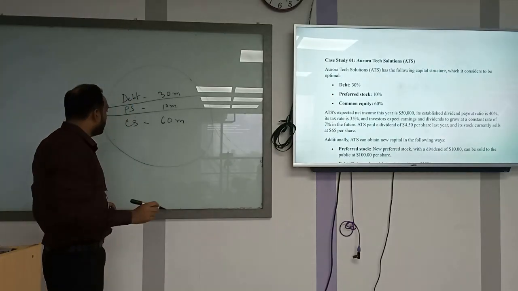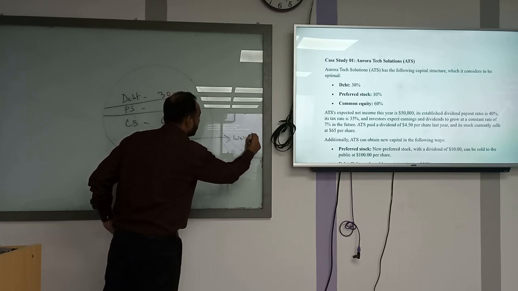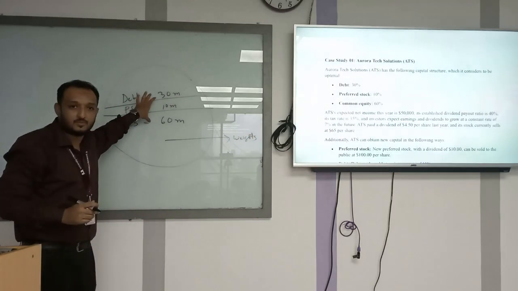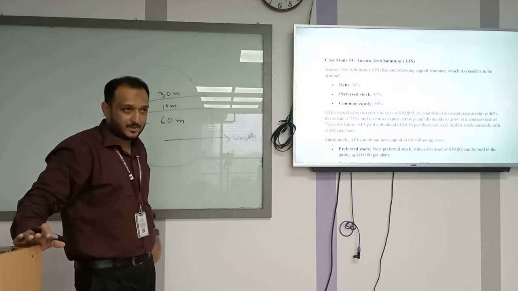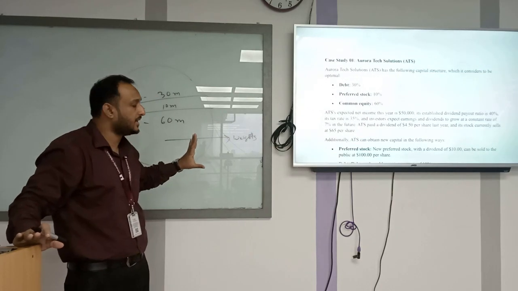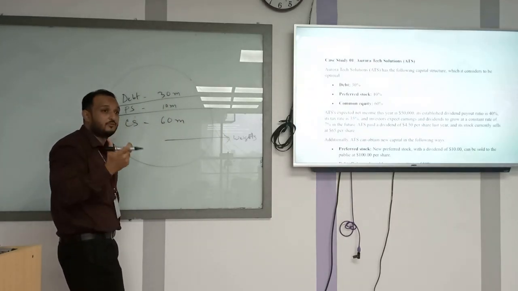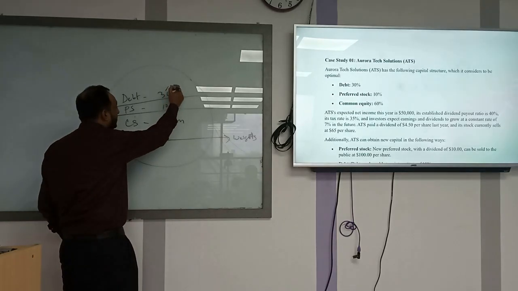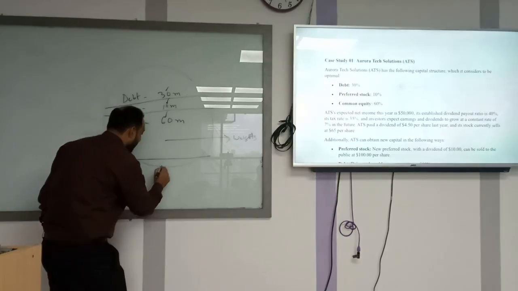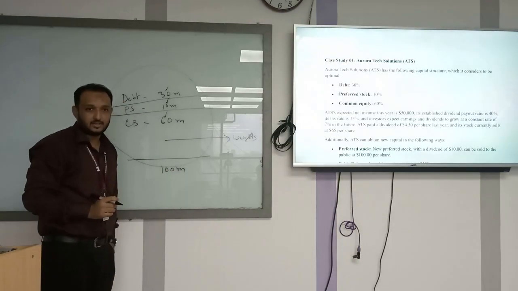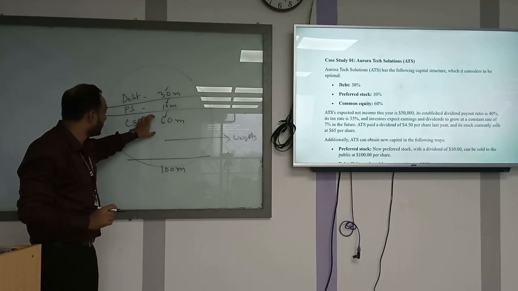Okay, now I need to find the weights from this information. Can I go for the determination of the weight through this information? Can I find the weight this way? Yes, I can. This is very easy. How? This is your capital structure. So what is the total value of this capital structure? 30 million, 10 million, 60 million. So add this up. What is the total? 100 million. So out of 100 million, what percent is debt, what percent is preferred stock and what percent is common stock?